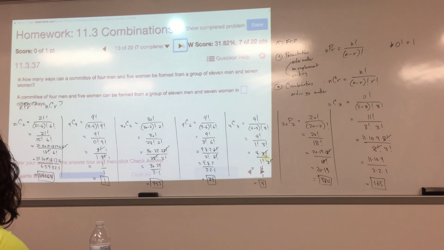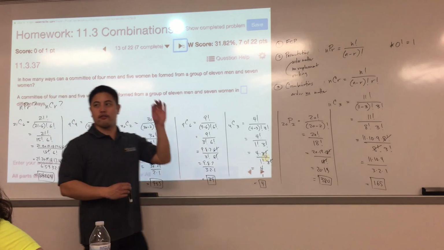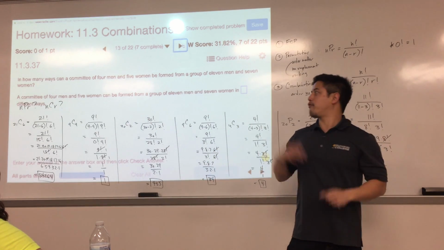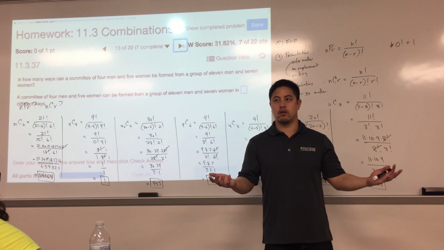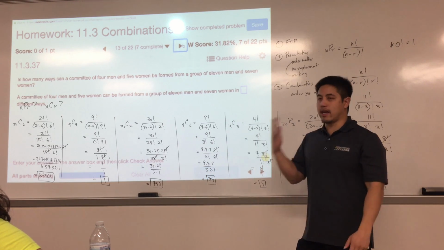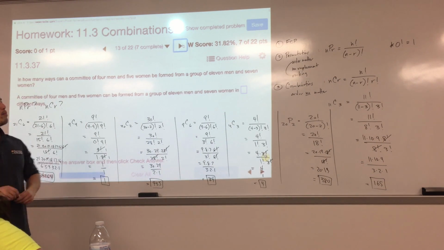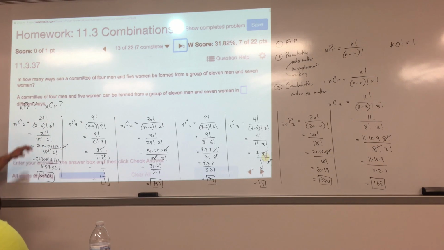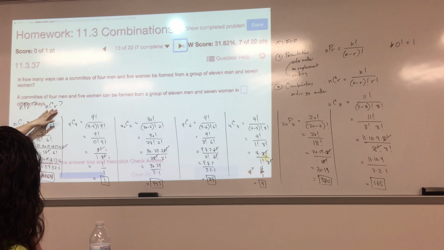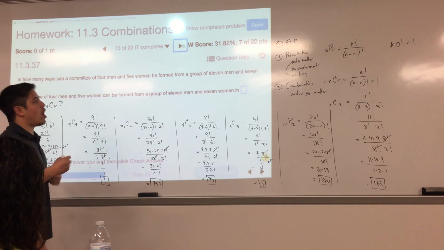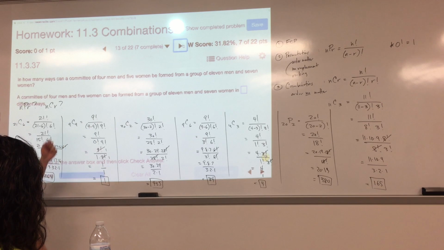Okay. You guys with me so far? Okay, let's keep going. The nice thing is that they will tell you these. All right, in how many ways can a committee of 4 men and 5 women be formed from a group of 11 men and 7 women? Okay, stop for a moment because this is the first time we see 2 situations. First and foremost, what is it? Combinations or permutations? Combinations. The problem looks a little bit more complicated, and it is, but first and foremost, decide whether you're dealing with permutations or combinations. We know we're dealing with combinations because the order does not matter.